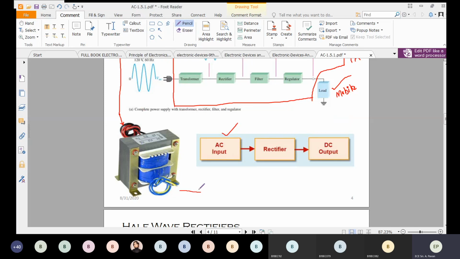According to the turns ratio, the output will be 9 volts or 12 volts. See here, we have the output on the other side, right? It may be 12 or 9. Is this 12 or 9 going to be AC or DC?